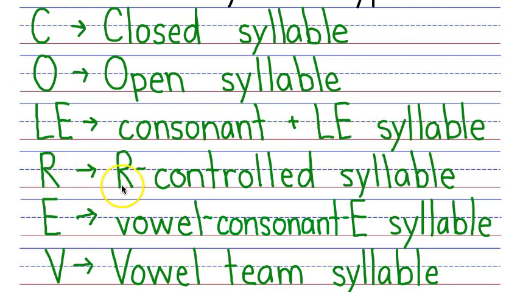R stands for R-controlled syllable. E stands for vowel consonant E syllable, and V stands for vowel team syllable. Since there's 6 syllable types, we're going to spend the next 6 lessons covering 1 syllable type per lesson. Then we'll follow that up with a review lesson about all 6 syllable types.